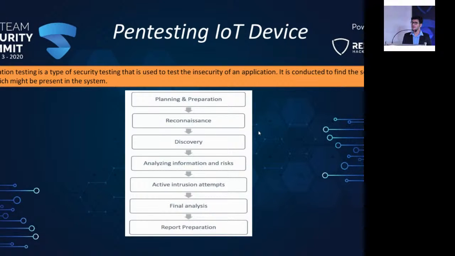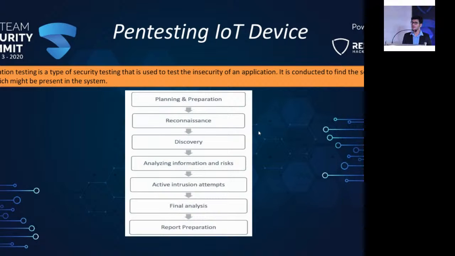And once we have all the knowledge on the device, after that we have to do the discovery, in the sense of what are the attack areas on that particular device. Once we know the attack area, after that we have to do the information analysis, and find what is the level of risk. Once we perform the assessment on that device, we define the risk, like high, medium, low, and then active exploitation attempts, and after that the final analysis, and after that the report preparation.